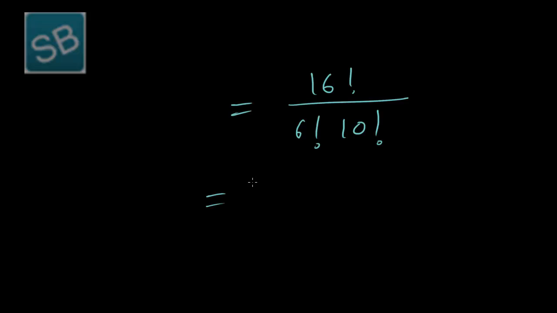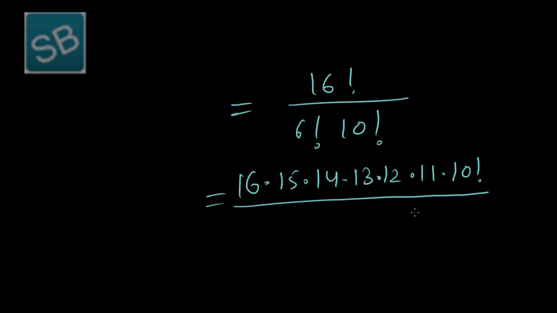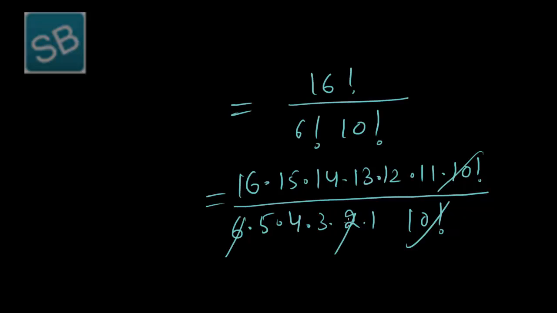So we will solve it: 16 into 15 into 14 into 13 into 12 into 11 into 10 factorial. So that 10 factorial from the denominator will be cancelled out, and in the denominator we have 6 into 5 into 4 into 3 into 2 into 1. It will be cancelled out. 6 into 2 is 12, it is cancelled out.